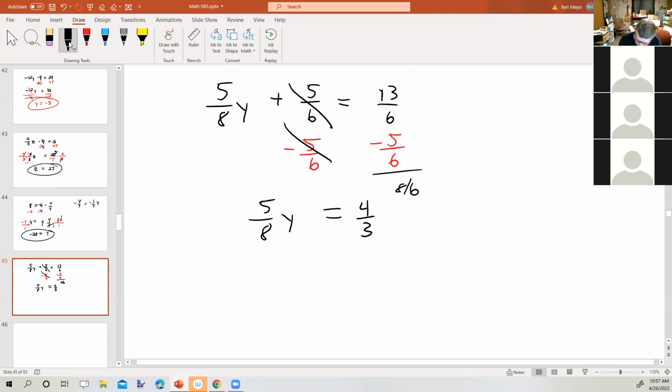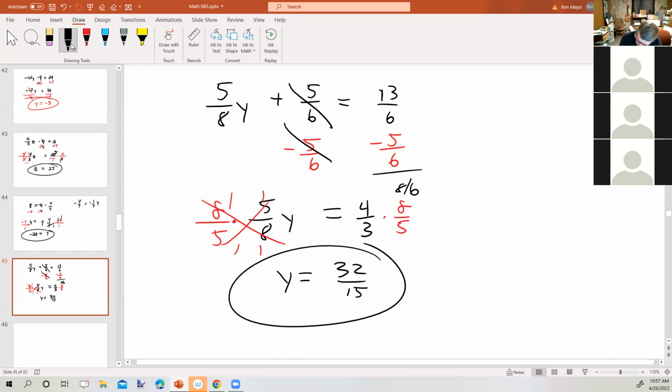Now, to isolate the variable, I'll multiply both sides by 8/5. The reciprocal of the coefficient of y, the 8's and the 5's reduce down and I just get y equals. And on the right side, I get 32/15, nothing reduced out of that. Any questions there?